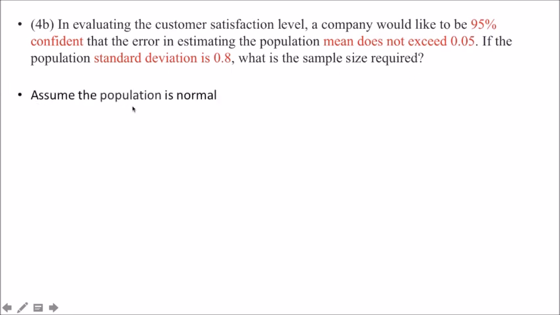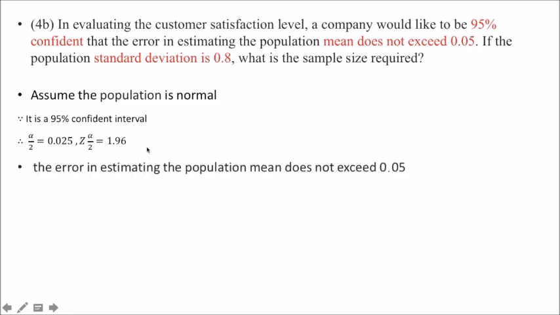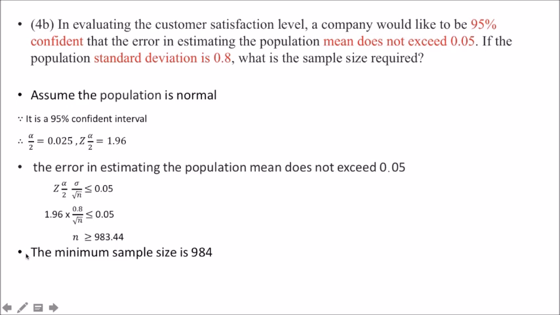We assume that the population is normal, and it is a 95% confidence interval, so therefore alpha over 2 should be 0.025, and the z value will be 1.96. As the error in estimating the population mean does not exceed 0.05, by substitution and after calculation, we have n greater than or equal to 983.44. Therefore, the minimum sample size will be 984.